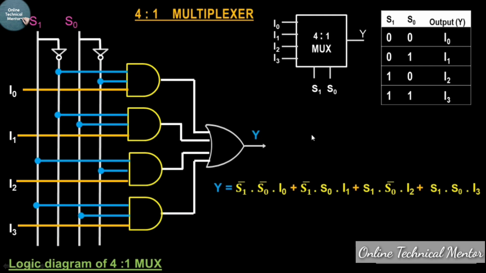So this is the final logic diagram of the 4:1 multiplexer. Now if you understand this 4:1 multiplexer, I think you can design higher order multiplexers like 8:1, 16:1 and 32:1 multiplexers.